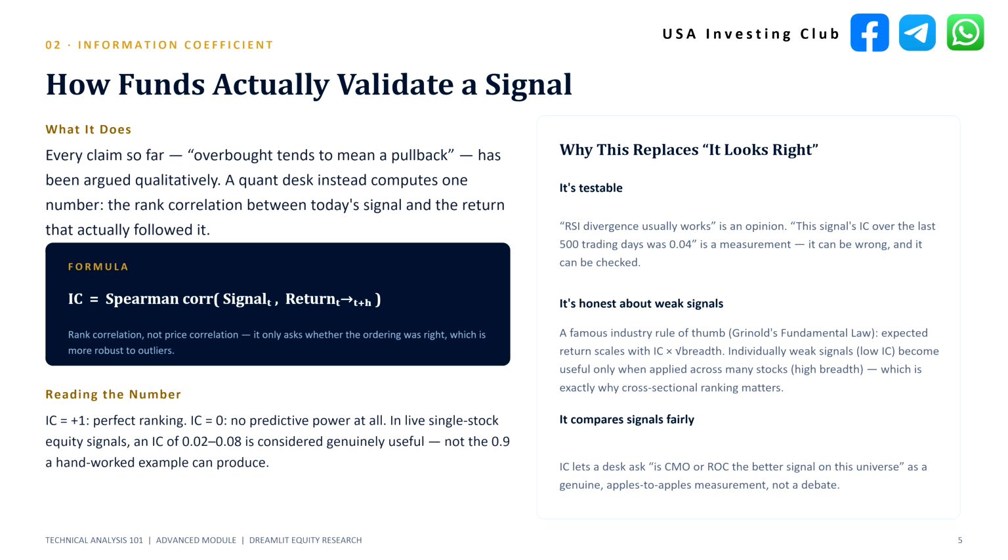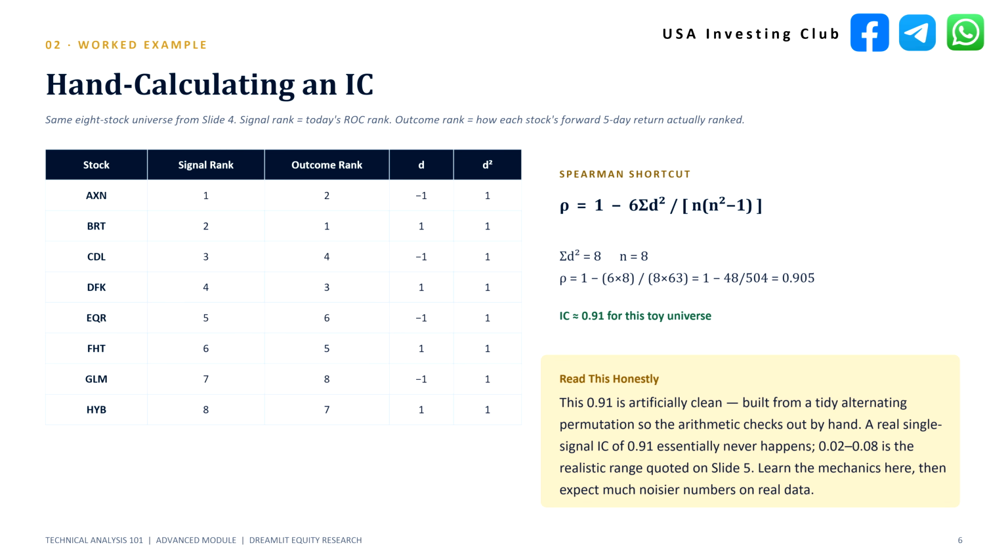IC lets a desk ask, is CMO or ROC the better signal on this universe as a genuine apples-to-apples measurement, rather than a subjective debate? Let's hand calculate an IC on the same 8-stock universe from a few slides back. Signal rank is today's ROC rank. Outcome rank is how each stock's forward 5-day return actually ranked.